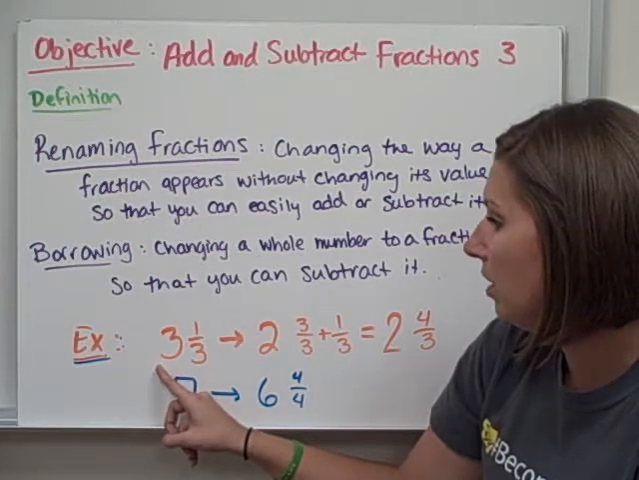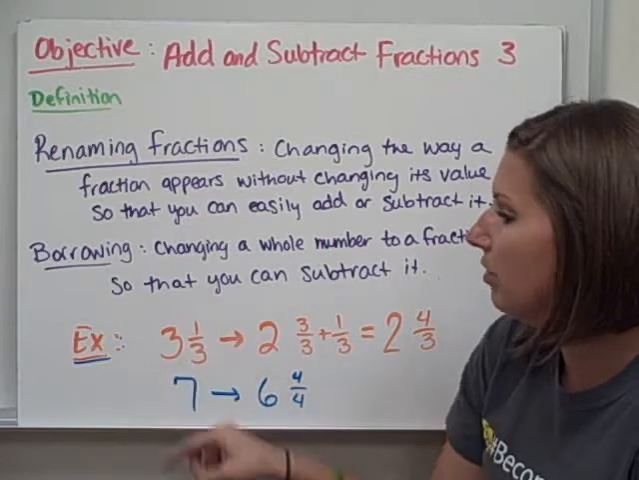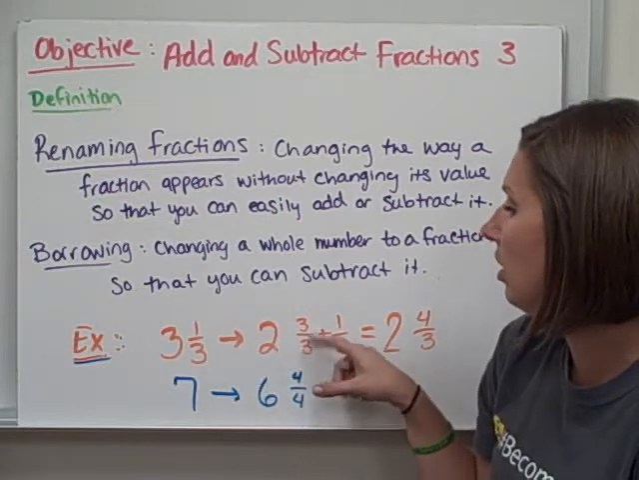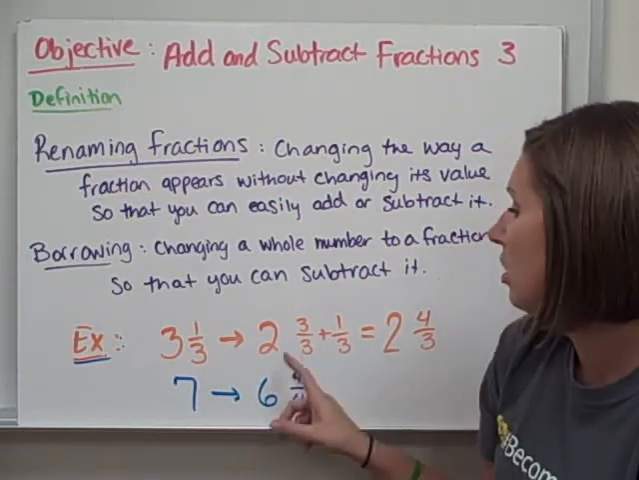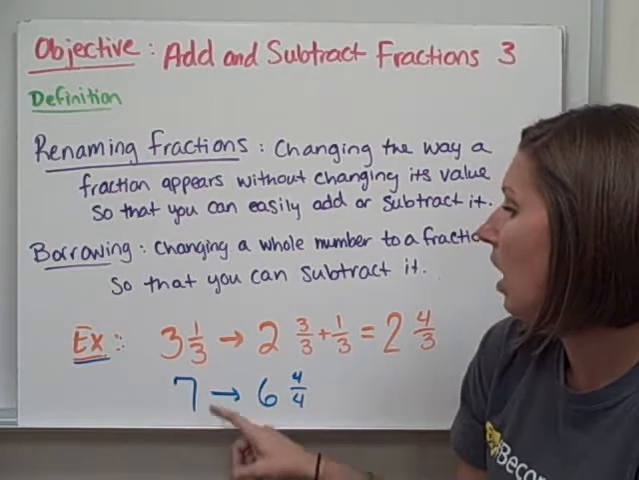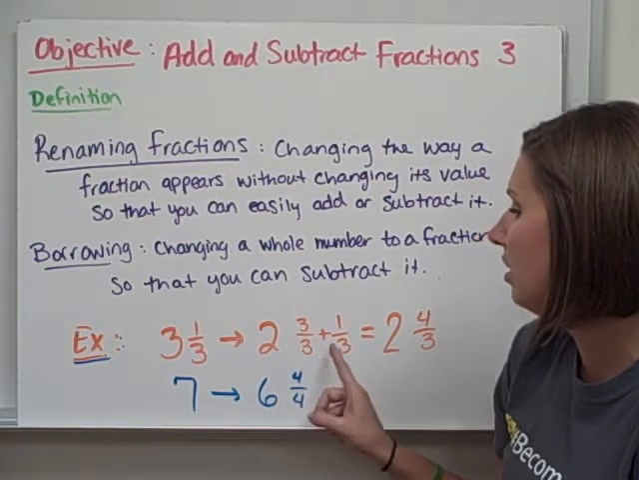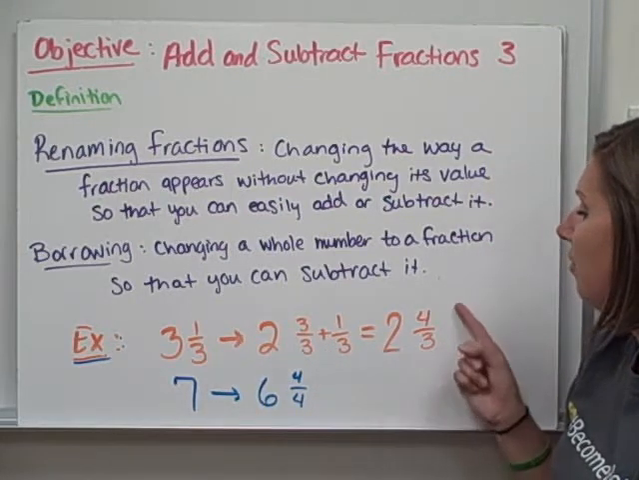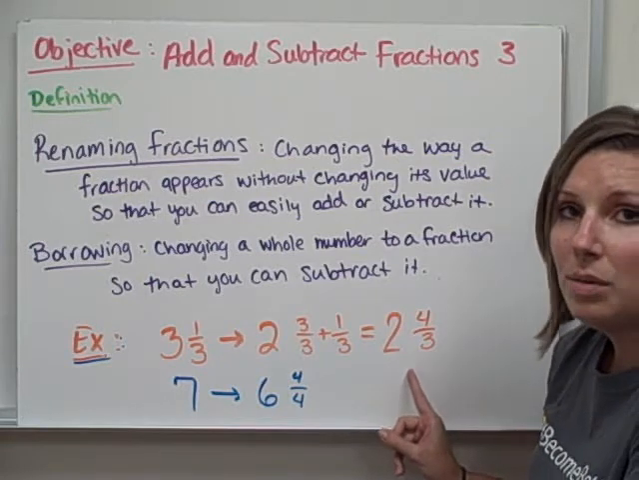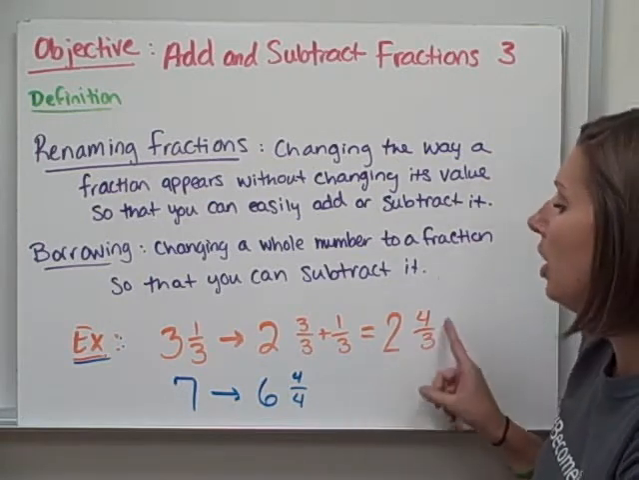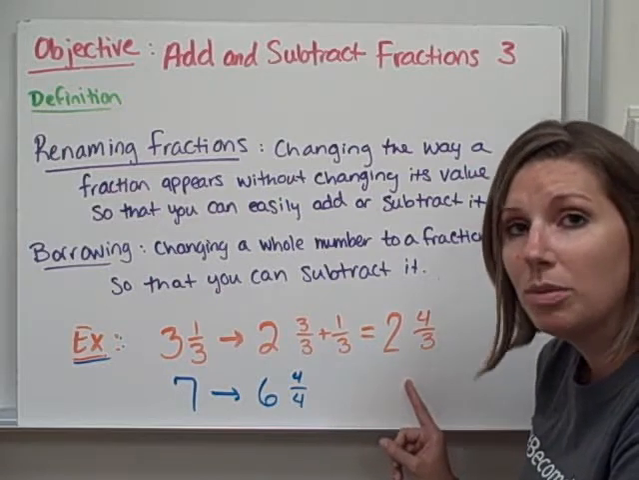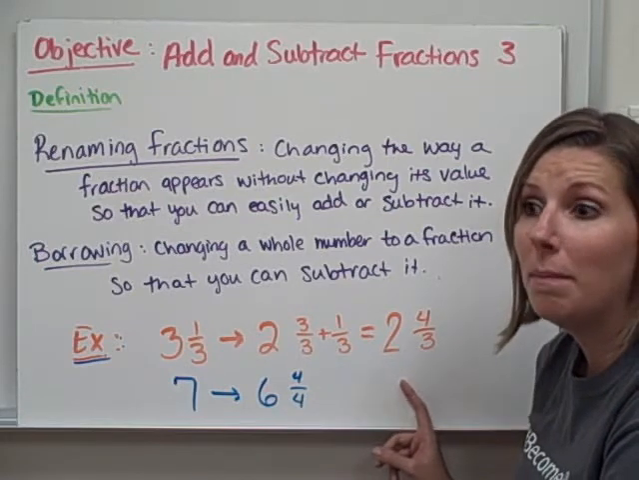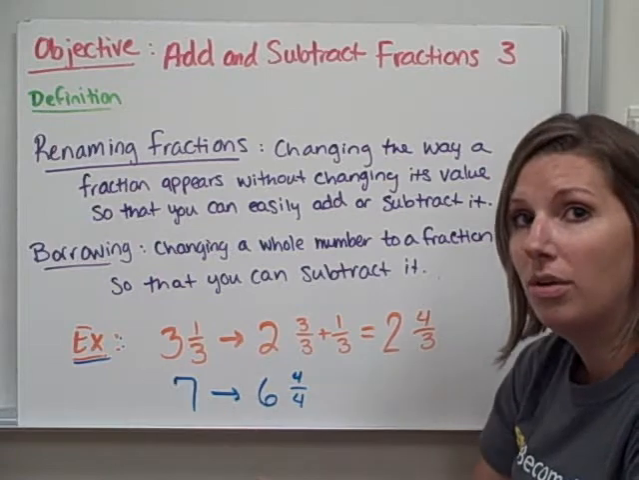We have 3 1/3, and if I borrow from the 3, I make it a 2, and I change the whole number that I'm borrowing to a fraction. So I have 3 1/3, I'm borrowing and making it 2 3/3 plus that other third that I had, and then altogether that makes 2 4/3. This is not my final answer. This is what I'm going to use in an addition or subtraction problem to get a final answer. I'm borrowing because I'm subtracting more than what I have, so I have to borrow.